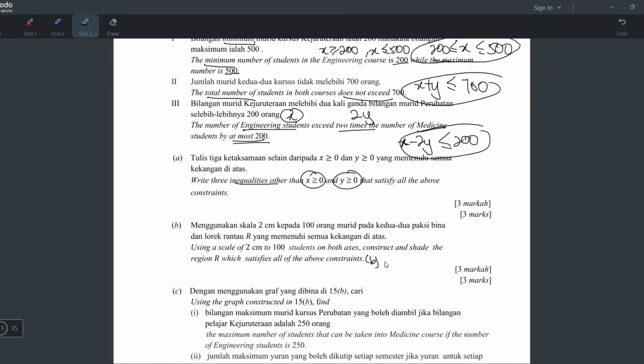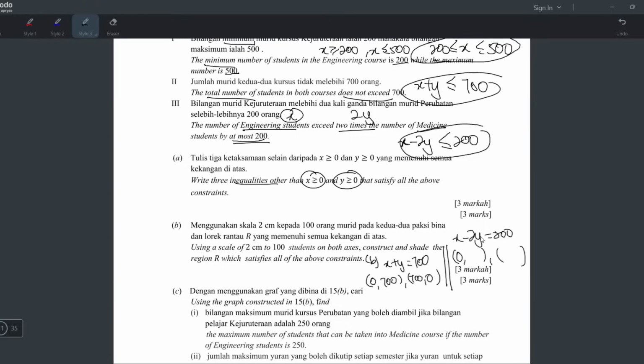For the x plus y equals 700, ada x, ada y. So kalau ada x, ada y, that means it's a senget line. So I will change it to equal first, and then I will open two brackets, and then find some coordinates. So usually we sub x equals 0, y equals 0. So when x is 0, y is 700, and when y is 0, x is 700. Okay, now for the next line, this one also a senget line because there's x and y. So x minus 2y equals 200. That's the line that we will draw later, but we'll find some points.